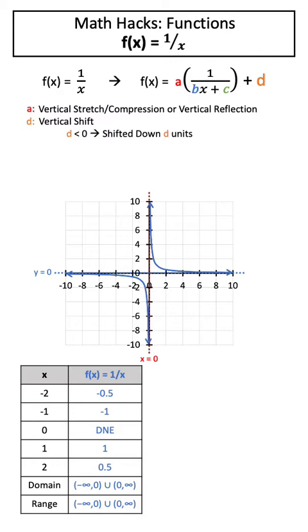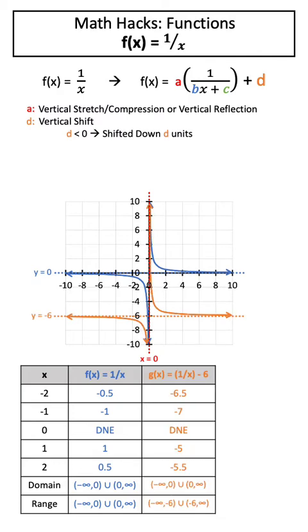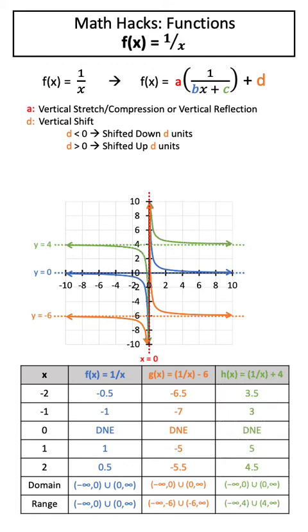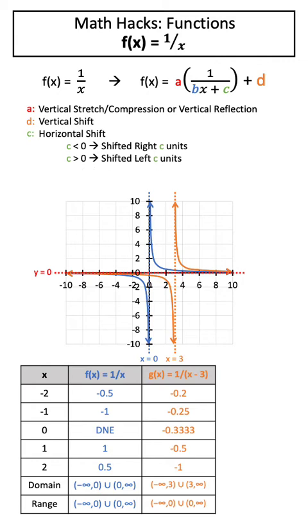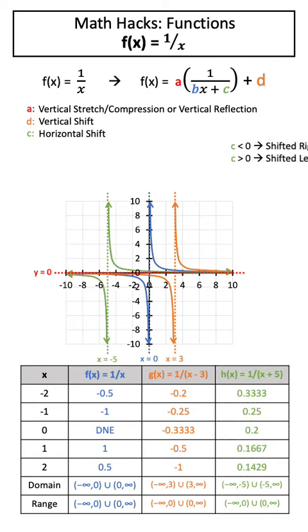If d is less than 0, this will shift our function down d units, whereas if d is greater than 0, this will shift our function up d units. If c is less than 0, this will shift our function right c units, whereas if c is greater than 0, this will shift our function left c units.